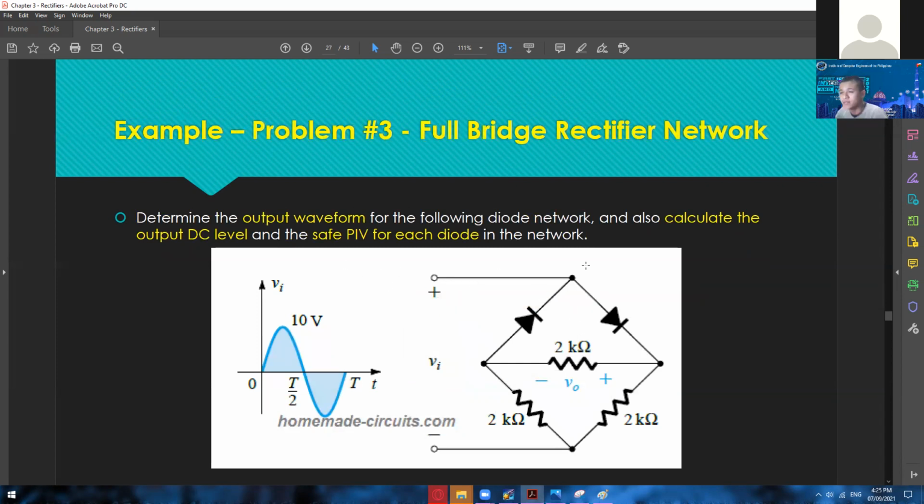So let's have another example. Problem number 3, full bridge rectifier network. Determine the output waveform for the following diode network, and also calculate the output DC level and the PIV for each diode in the network. So let's answer this one first. What is our output waveform? Is it just the positive half cycle? Is it just the negative half cycle? Or is it both?